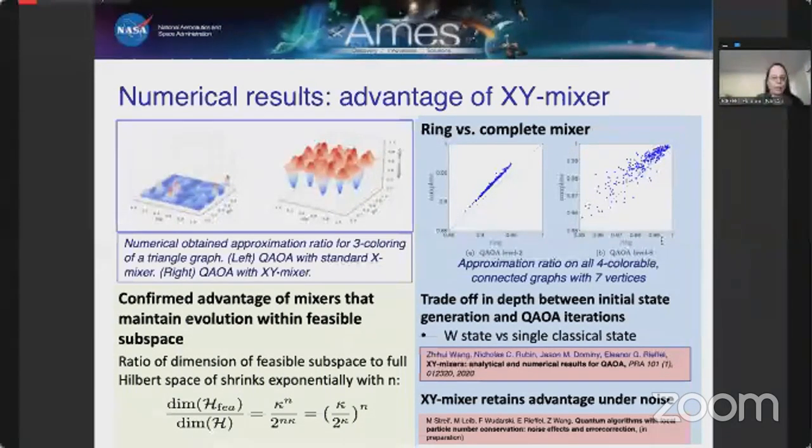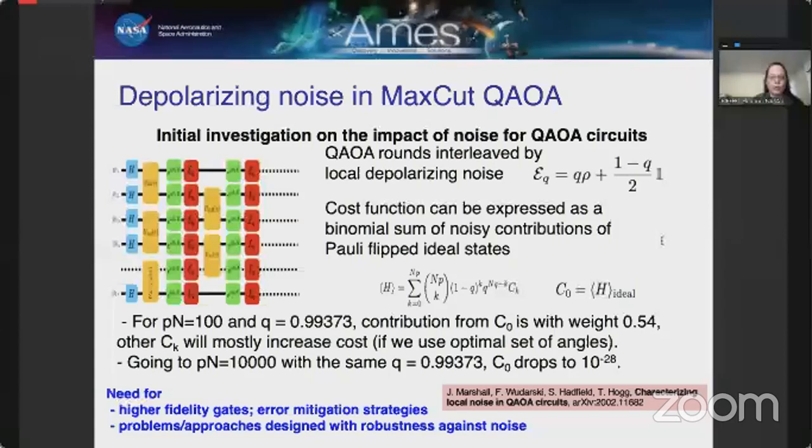We have also looked at depolarizing noise in max-cut QAOA. I think that understanding the effects of noise on both the performance of the algorithm and how it affects the parameters is very important for research going forward.